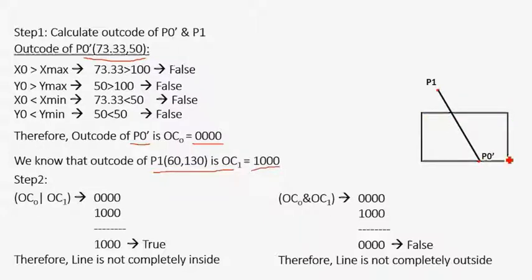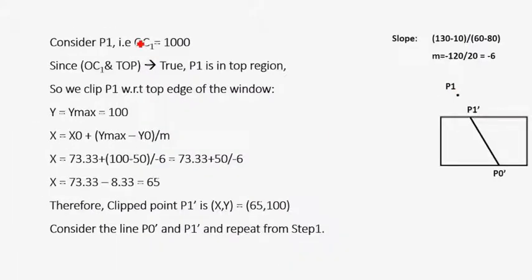But this P0 dash is already 0000, right? So it's already inside. I don't have to check if this point is intersecting with any of the edges, because it's already inside. So because of that, I'll consider my other point, that is P1.